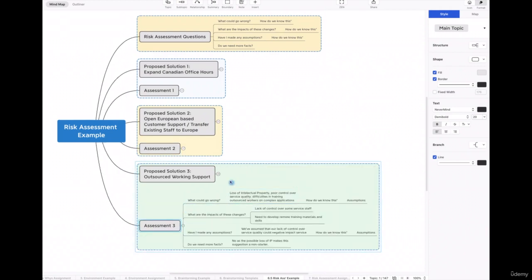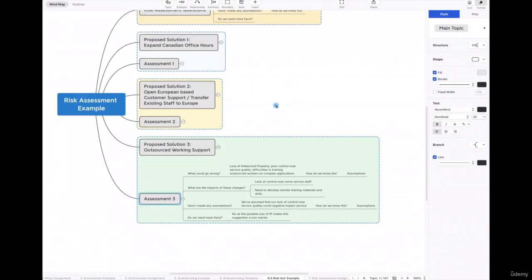Assessment 3. Proposal 3 was to outsource the customer support. And assessment 3, what could go wrong? A loss of intellectual property by our training people who don't work for us on our quite complicated and expensive applications. Poor control over service quality, and difficulties in training outsourced workers on complex applications. How do we know those things? Well, those are assumptions.